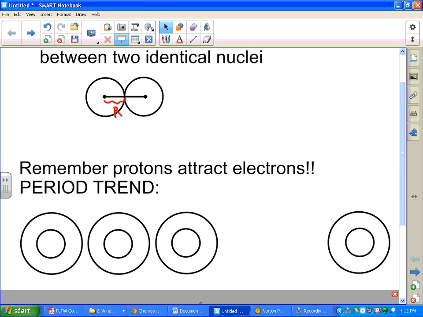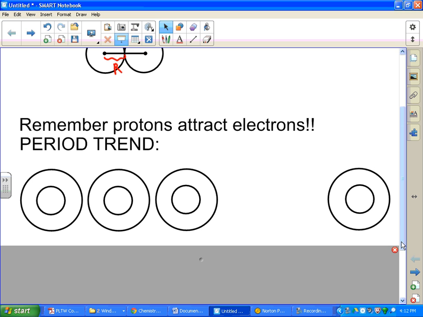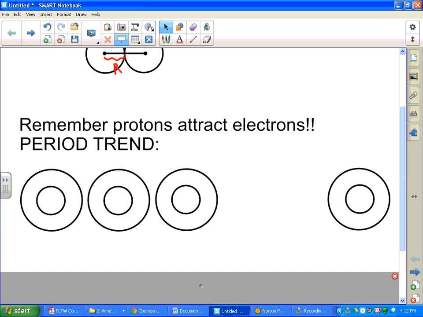I've got some pre-drawn atoms here. We're going to use Bohr models of the atom, even though we know that electrons in atoms are in s, p, d, and f orbitals. We're going to use these models just for simplicity's sake, because they do work for this. So let's look at period 2.